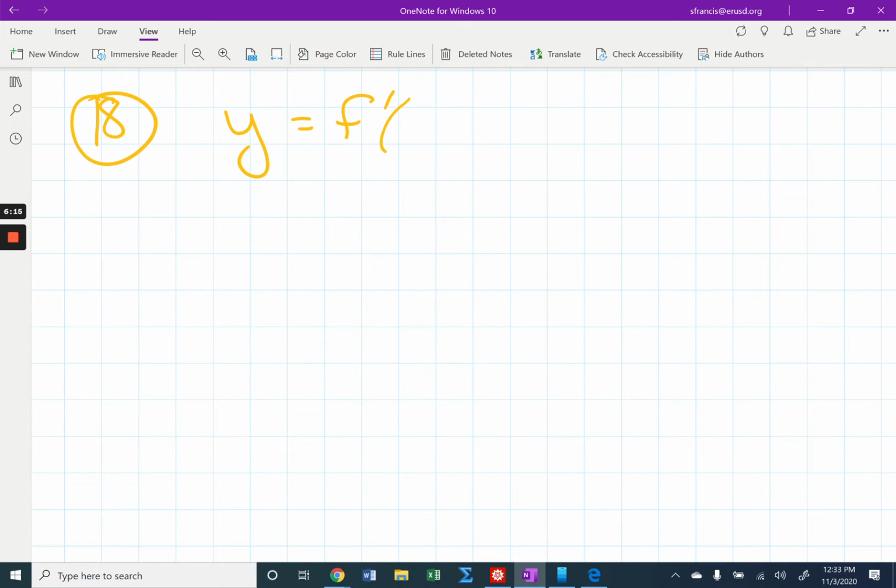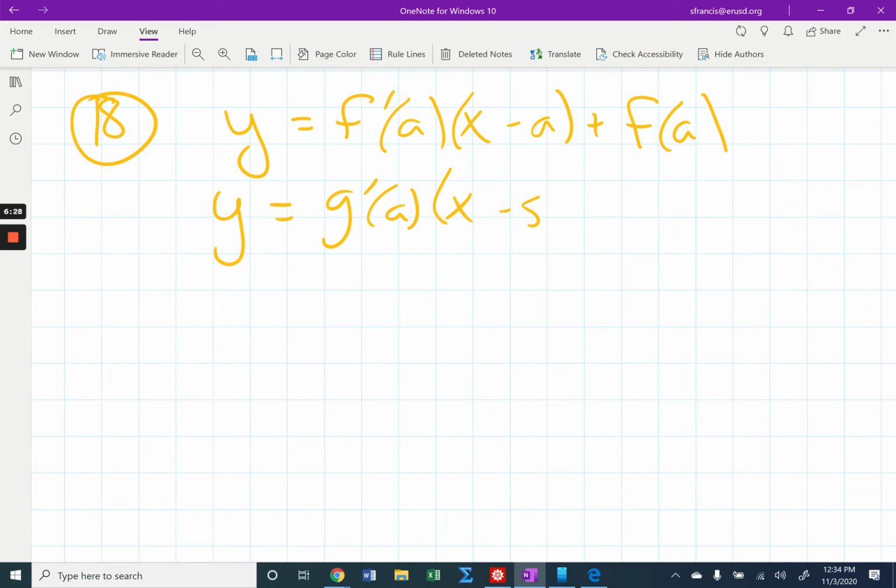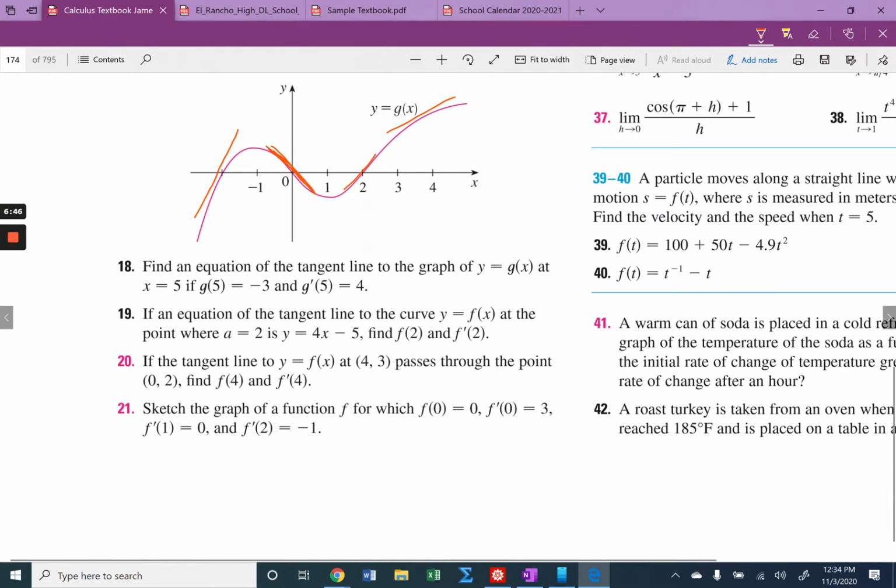It's y equals f prime of a times x minus a, plus f of a. They just changed it to g as the name of the function instead of f, and they changed the a to a 5. So they gave you all of those pieces. They gave you g prime of 5, they gave you 5, they gave you g of 5. Go plug them in. That's it. That's the easiest question in the entire textbook, ladies and gentlemen. It doesn't get much easier than that.